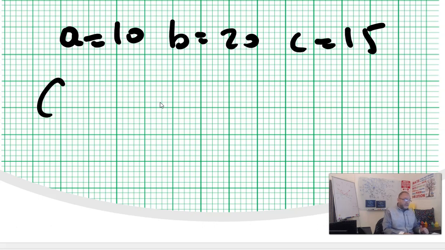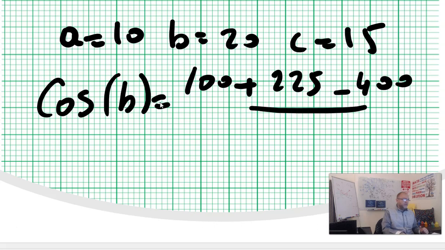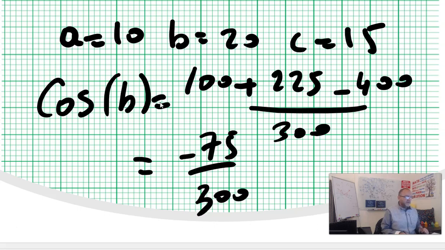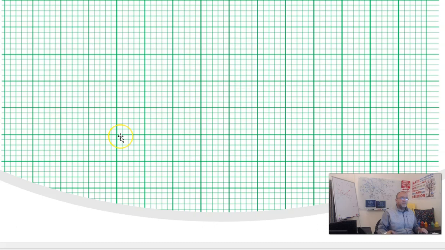If we take the largest angle this time, we take the cosine of B. Cosine of B is what? It's A squared, 100, plus C squared, which is 225, minus B squared, which is 400, divided by 2AC, 2 times 10 times 15, so that's 300. So 100 plus 225 minus 400 is minus 75, divided by 300. That's minus a quarter, minus 0.25. And we're good. It makes sense because it's between -1 and +1.